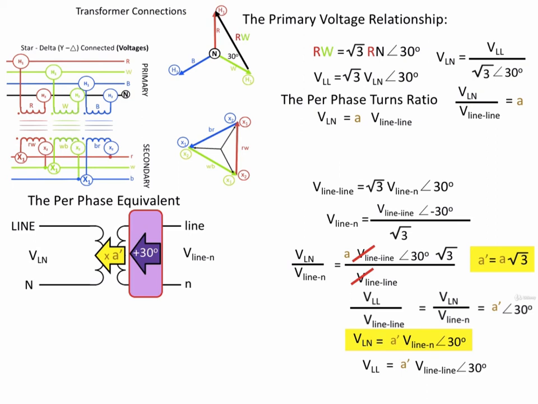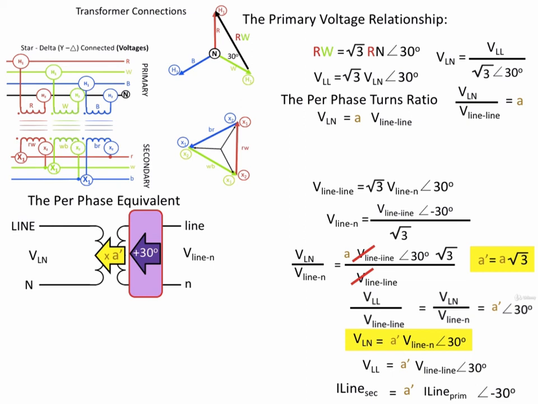So our equivalent circuit tells us that if we wanted to calculate the line to neutral primary voltage using the line to neutral secondary voltage, we have two operators that have to operate on that voltage. One is a phase shift of 30 degrees. We'd have to add 30 degrees to it. And the second operator is the turns ratio. So we'd have to multiply by A primed. And we have established what A primed is. It's the actual turns ratio of the transformer times the root of 3.